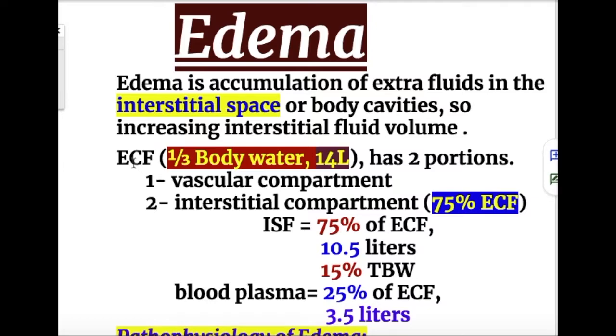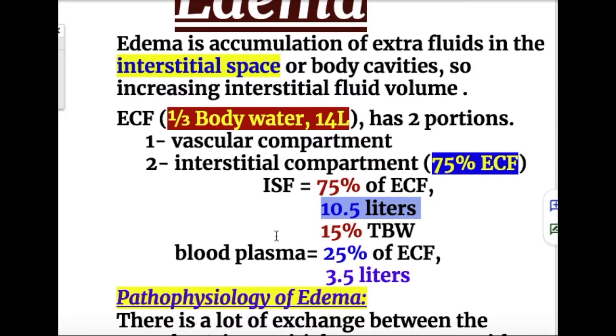So the extracellular fluid has two portions, the vascular compartment and the interstitial compartment, in which the extra fluid accumulation occurs. The interstitial compartment comprises 75% of the extracellular fluid, which is about 10.5 liters, and the blood plasma contains 25% of the extracellular fluid, which is about 3.5 liters.